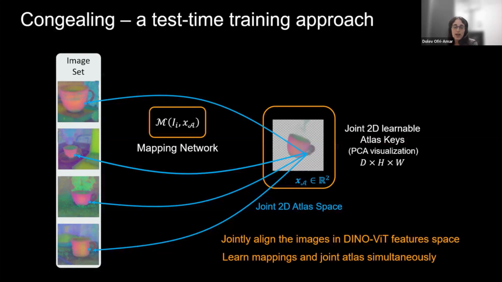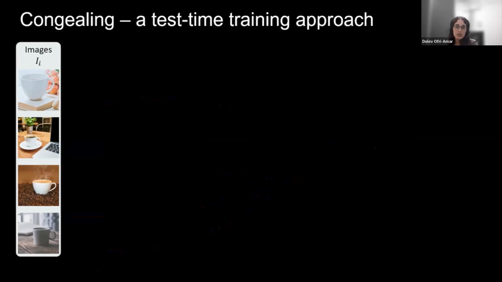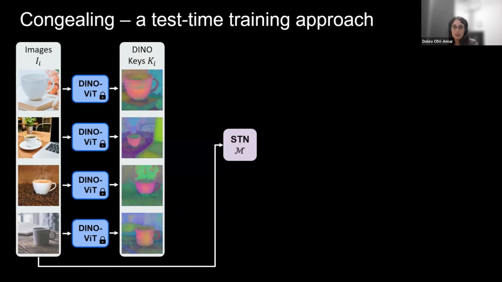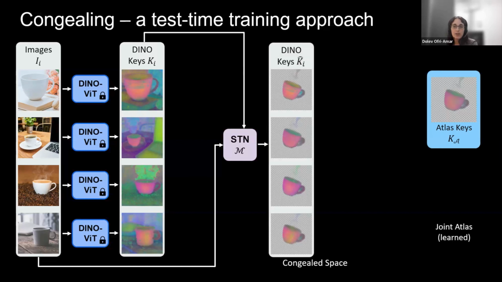Just to note that in practice, we use a spatial transformer network in order to learn the transformations, like in Gunjiling. So in more detail, given the set of images, we use a pre-trained and fixed DINO-ViT model to extract the image's keys from the deepest layer. The mapping network predicts dense mappings for each image, which are used to transform the DINO keys to the joint space, where, like we said, we have the learned atlas keys. So then we apply the keys loss to match between the transformed keys and the atlas keys.